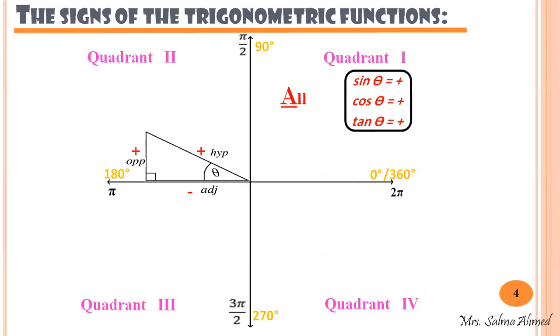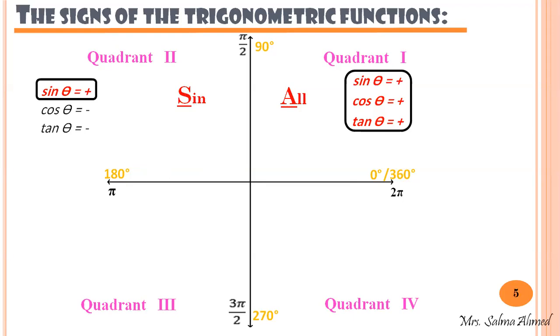Let's get sine theta. It is opposite over hypotenuse, so positive over positive gives positive. Cosine theta, adjacent over hypotenuse, so negative over positive gives negative. And tan is opposite over adjacent, so positive over negative gives negative. So in this quadrant, only sine has the positive sign, and the rest are negative.